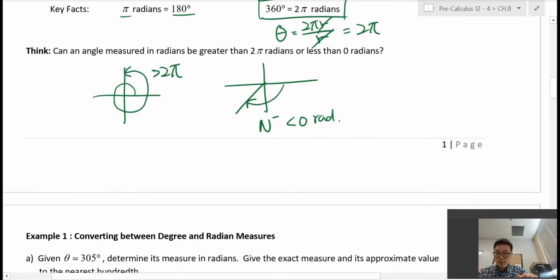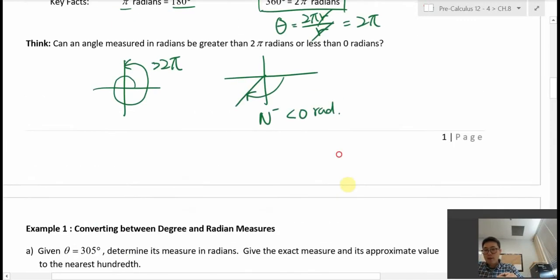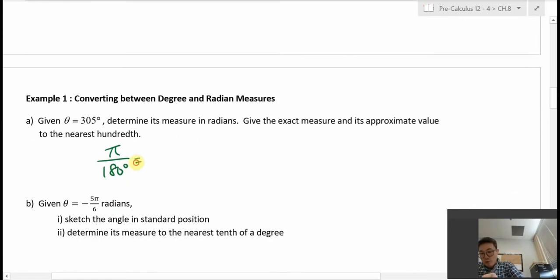All right, let's look at some examples here. Part A says, given that theta is 305 degrees, determine its measure in radians. Give the exact measure and its approximate value to the nearest hundredth. We can use proportions to solve this question. We know pi is equivalent to 180 degrees, and we want to figure out how many radians 305 degrees is.